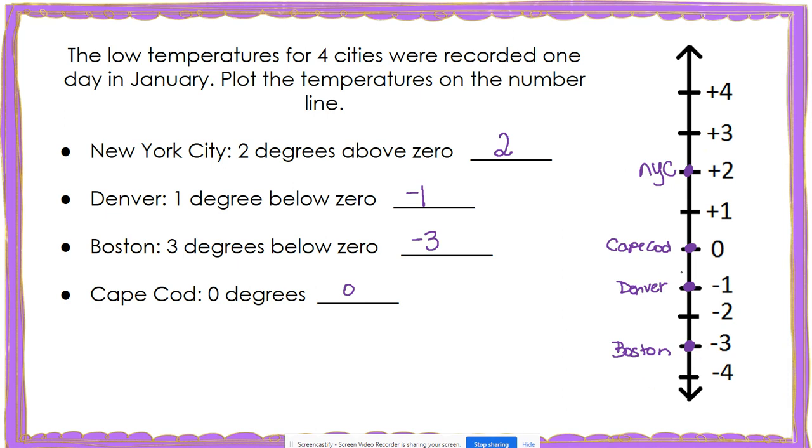I see that Boston is the lowest on my number line, so Boston has the lowest or coldest temperature. I can compare Boston to Denver, and Denver has a temperature of -1, while Boston has a temperature of -3. Because Denver is higher than Boston on my number line, I can say that Denver, -1 degree, is warmer than Boston's -3 degree temperature.